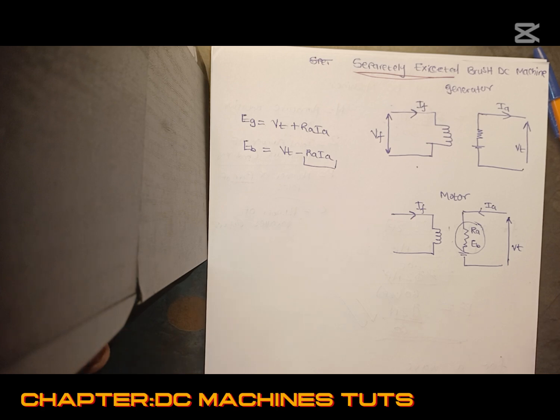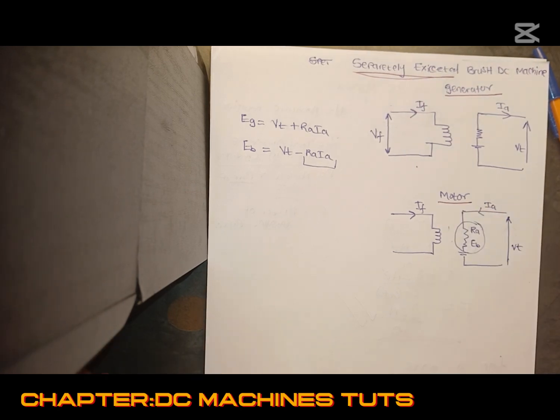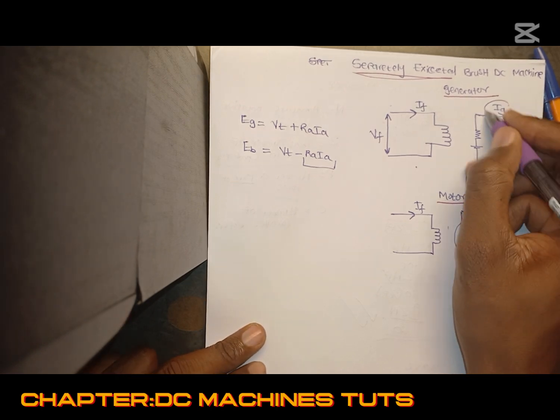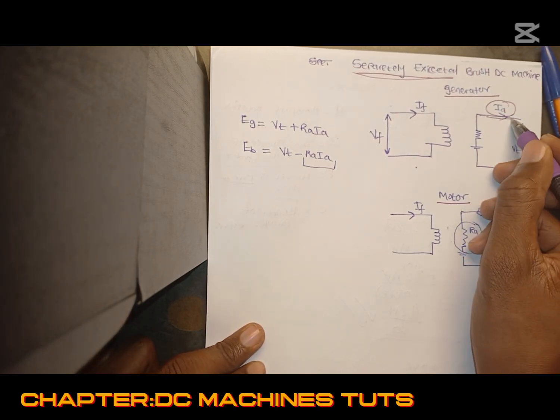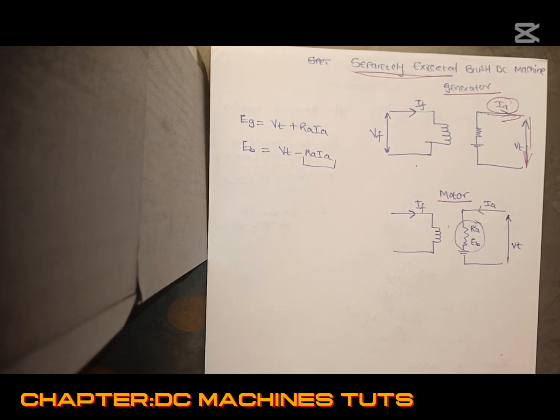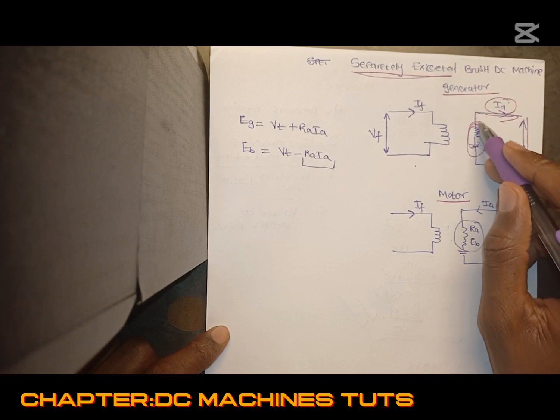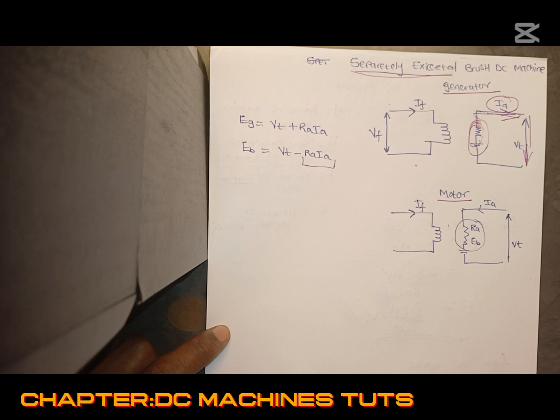Now we've got two machines here: a generator and a motor. What is the difference between the two? A generator converts mechanical energy to electrical energy, and a motor converts electrical energy to mechanical energy. As you can see, the armature current for the generator goes outside to deliver electricity. It all starts from mechanical energy, with the rotation, and then the current moves from here to the load.